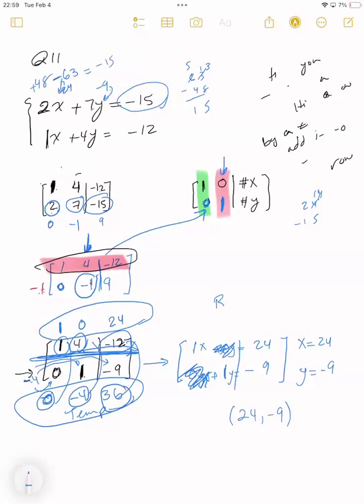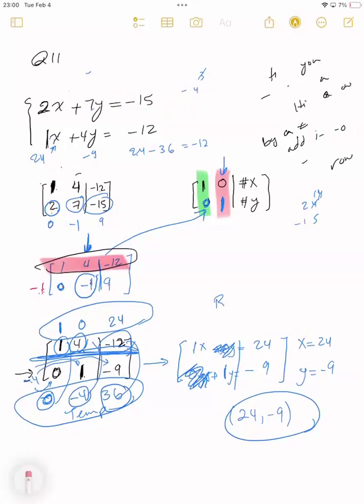The same thing here. If you substitute 24 and negative 9 here, you get 1 times 24 is 24. 4 times negative 9 is negative 36. 24 take away 36 is negative 12. So that number, 24 and negative 9, works for both equations, satisfies both equations, so we call that the solution to this system. I will do the next two problems later.